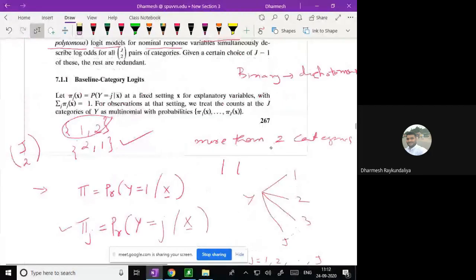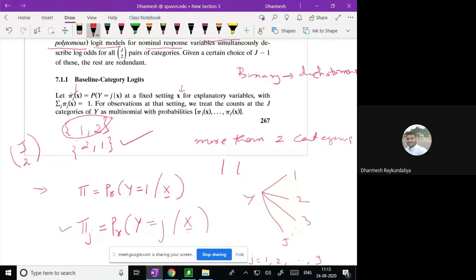So let pi j of x be equal to the probability of y equal to j given a value of x, at a fixed setting of x for the explanatory variables. So what is x? X is nothing but the explanatory variables. Given a set of explanatory variables, what is the probability that the response y falls into the jth category? It is denoted by pi j of x.